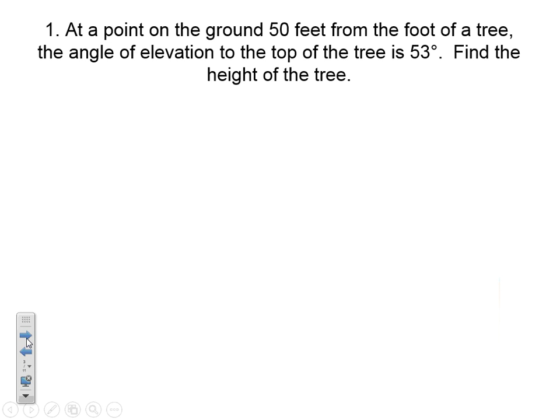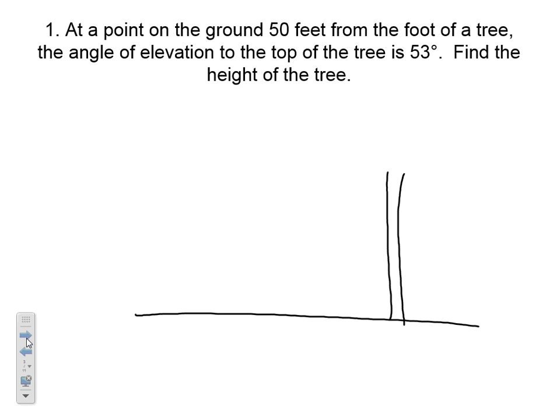At a point on the ground 50 feet from the foot of a tree, the angle of elevation to the top of the tree is 53 degrees. Find the height of the tree. So first thing we would want to do is draw a picture of this situation so we can see the exact triangle that we're looking at. So here's my ground, base of my tree here, got a little greenery on the tree, and we need a point 50 feet from the foot of the tree. So I'm going to say that right about there is 50 feet away from the base of the tree.